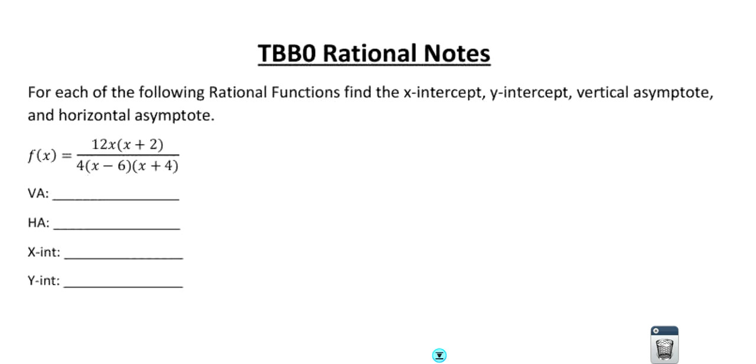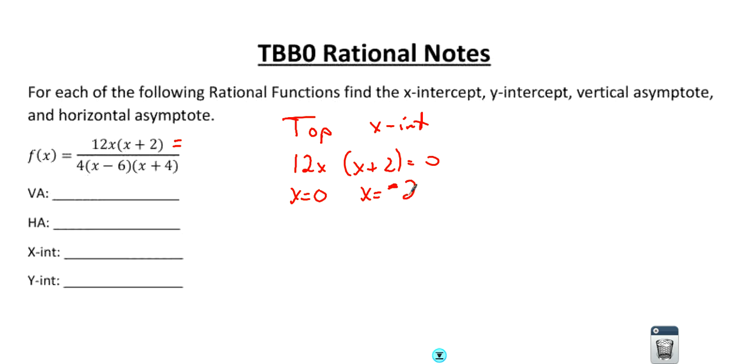Okay, so basically we're doing the same thing using top, bottom, and both in each one. So start with the top, set it equal to 0. The top gives us our x-intercepts, setting it equal to 0. So 12x times x plus 2 equals 0. That gives me x equals 0 and x equals negative 2.